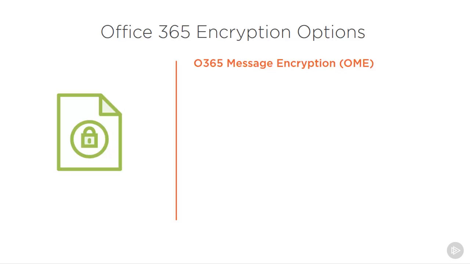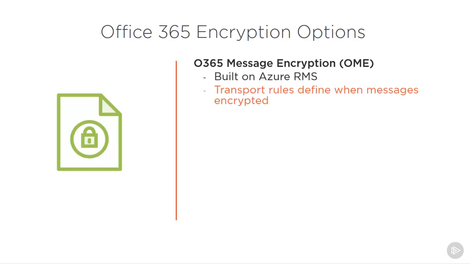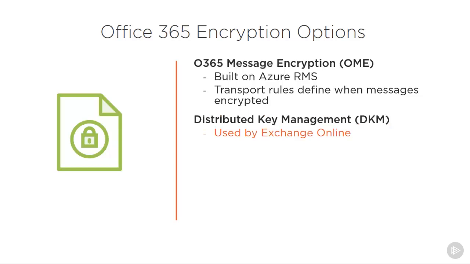We also have Office 365 encryption options that we can take advantage of. We have O365 message encryption, or OME, and this is built on Azure's rights management system. We have transport rules that we can define when messages are encrypted. We can use a DKM, or distributed key management. This is used by Exchange Online, and only members of a specific Active Directory services group can access these keys.